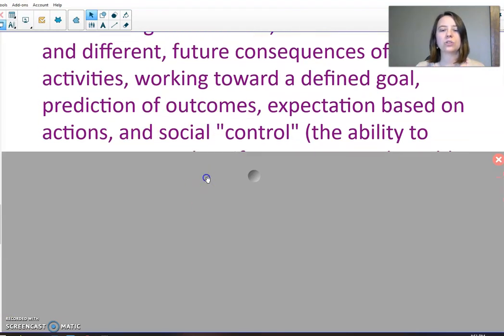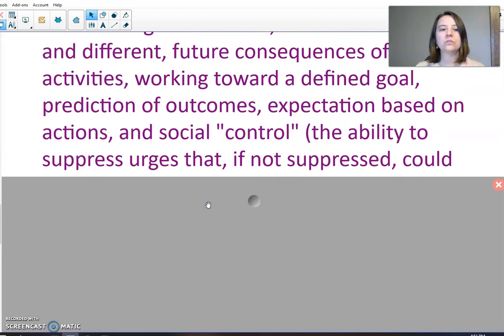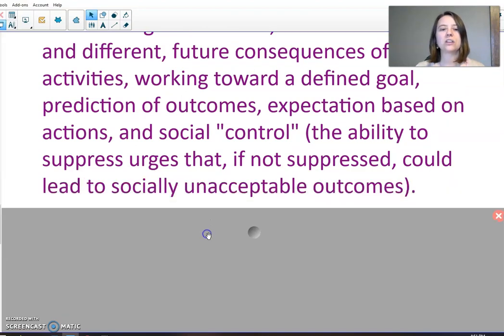So let's talk about social control, which is the ability to suppress urges that, if not suppressed, could lead to socially unacceptable outcomes. Perhaps you are in Walmart and you see someone who's wearing a really ugly outfit. So instead of saying really loudly so that everyone can hear, oh my goodness, that outfit is so horrible. How could that person be wearing it? You could think that in your head and not say it out loud, because that would be socially unacceptable to be rude to someone you don't know, or even to someone you do know.